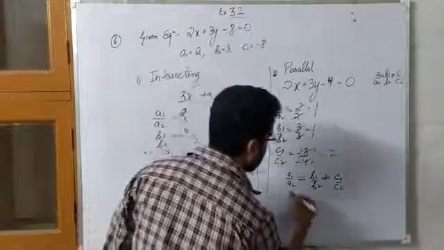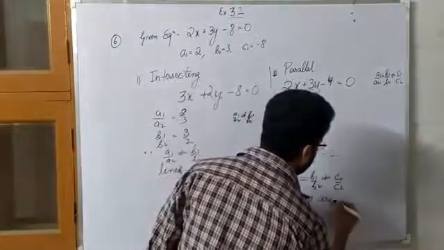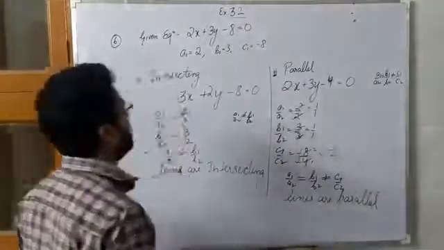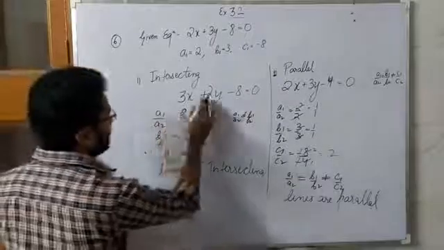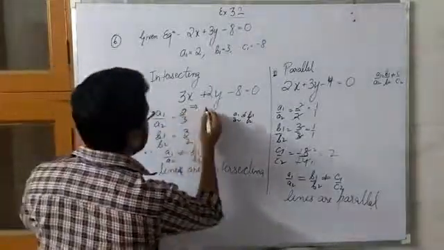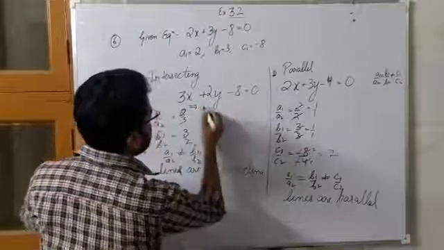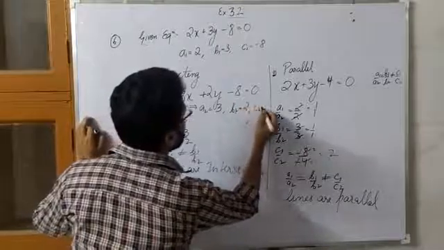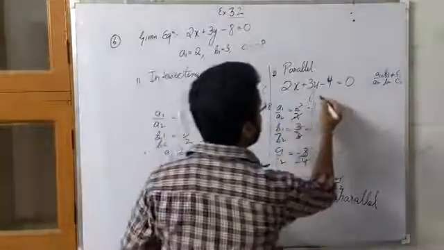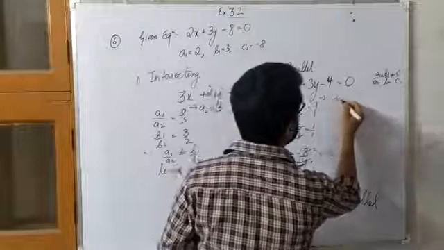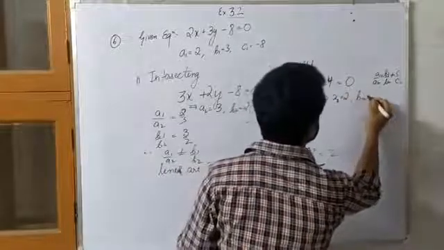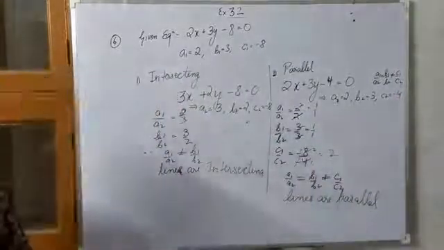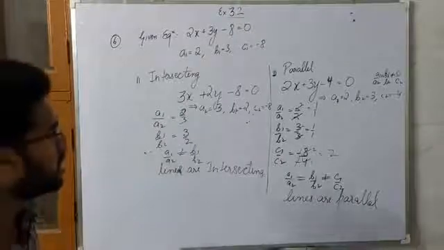Therefore lines are parallel. Therefore lines are parallel, right? Okay, one more thing you need to do, ठीक है? After this very step, you need to tell that A2 is what? 3, B2 is 2, and C2 is -8. Similarly, here also you will tell A2 equals to 2, B2 equals to 3, and C2 equals to -4. Right? Now, so we have understood this thing.